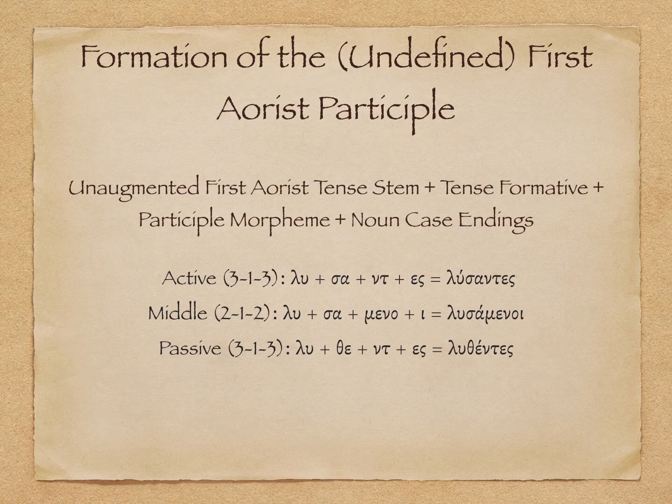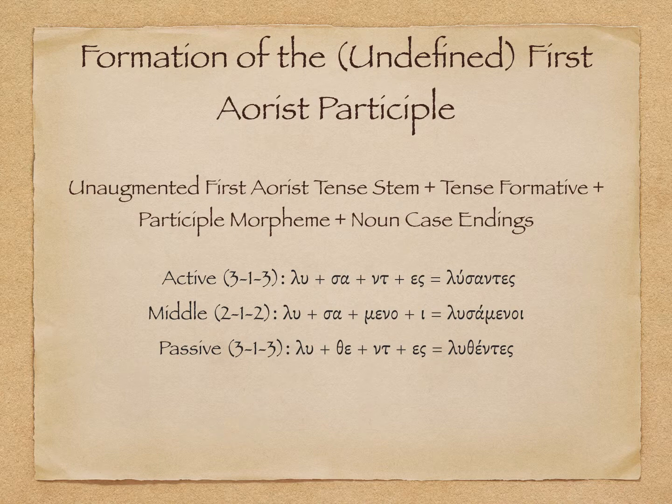Well, the first aorist then. The first aorist undefined participle. Here's the constituent element formation of the participle. Unaugmented first aorist stem. It's unaugmented, so we've relied on that augment with verbs to know that it's an aorist. How are we going to know that it's an aorist participle?